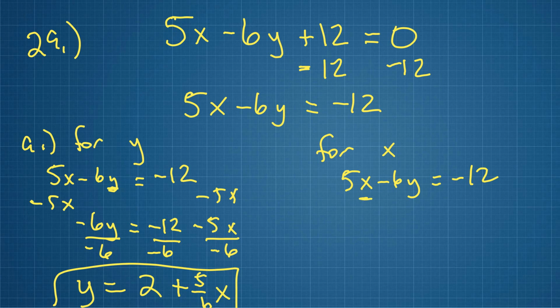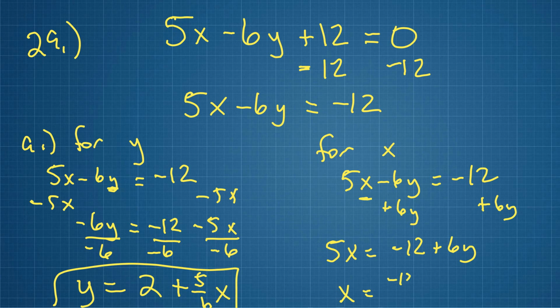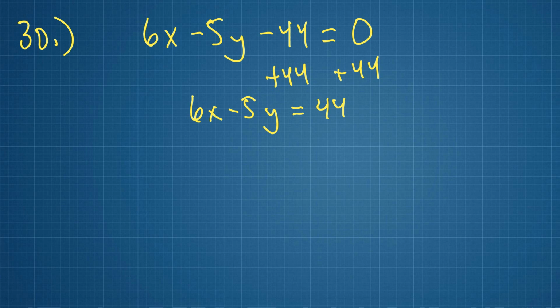I care about x, so I get rid of the y first. So I add 6y to both sides. I get 5x equals negative 12 plus 6y. Divide everything by 5. I get x equals negative 12 fifths plus 6 fifths y. And that's it.